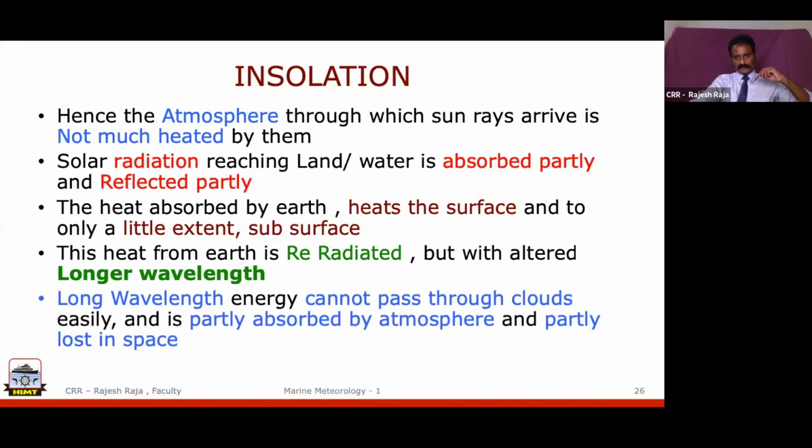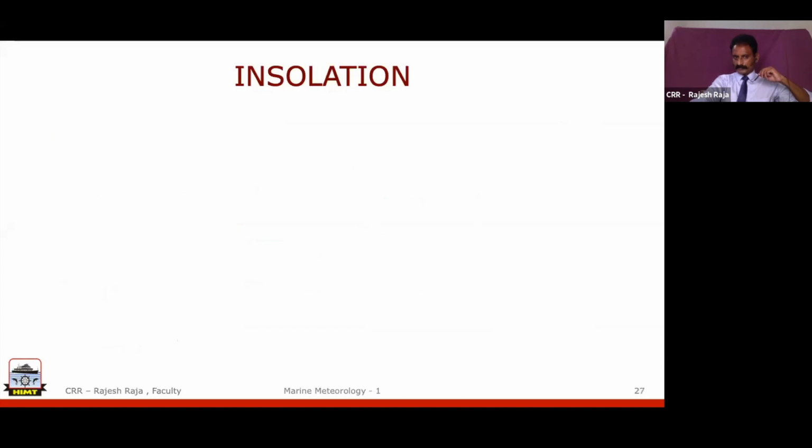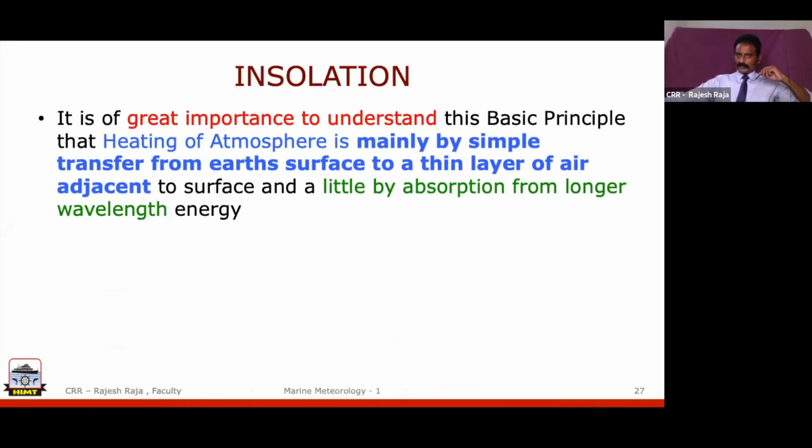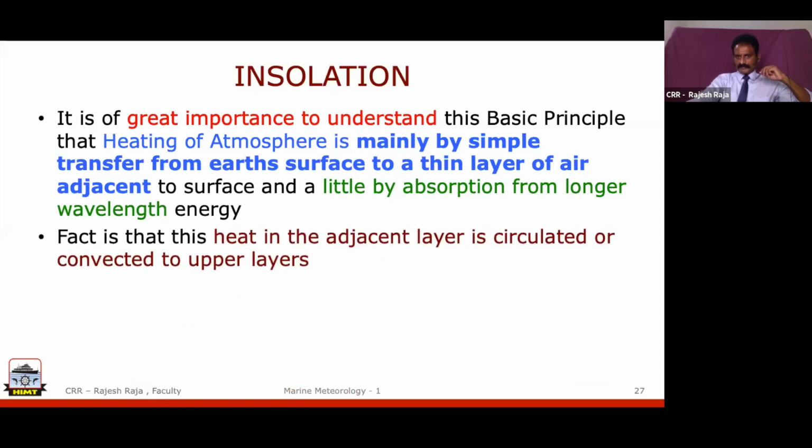Now, longer wavelength cannot pass through the clouds easily. They are partly absorbed and partly lost in space. Now, it is of some importance for you to understand that the heating of the atmosphere is not directly by the sun. It is mainly by simple transfer from the Earth's surface to the closest layer of air or atmosphere which is adjacent. Okay, and a little bit by absorption of this longer wavelength also. So heat in this adjacent layer, just the same as the picture I had shown, is received from the earth and then convected up into the upper layers. So it is not direct.